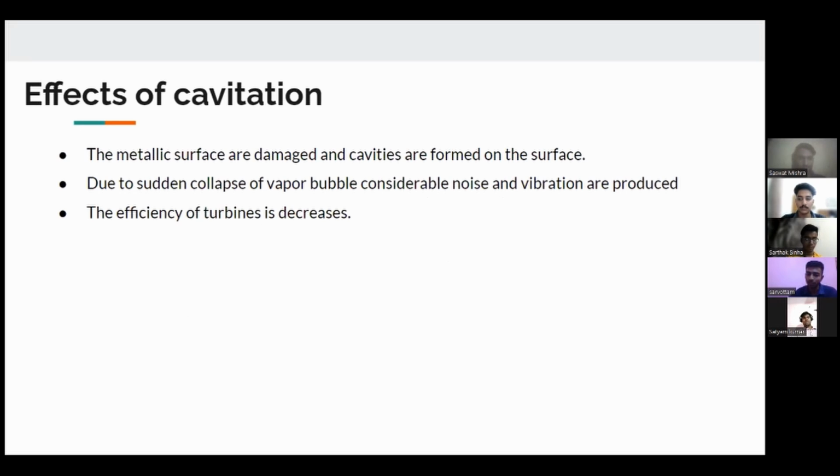Effects of cavitation: metallic surfaces are damaged and cavities are formed on the surface that can lower the life of our turbine. Due to the sudden collapse of vapor bubbles, considerable noise and vibration are produced that affect our overall efficiency, which overall reduces the production of our power energy. Next slide.